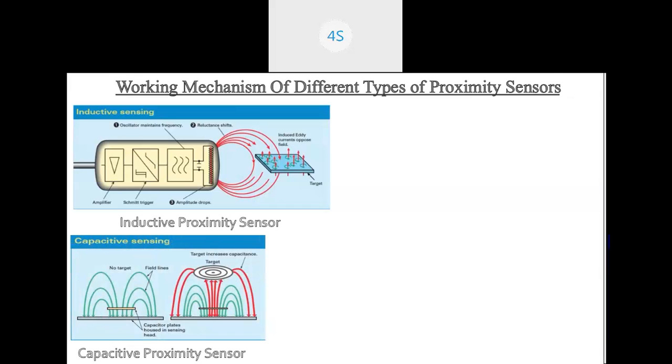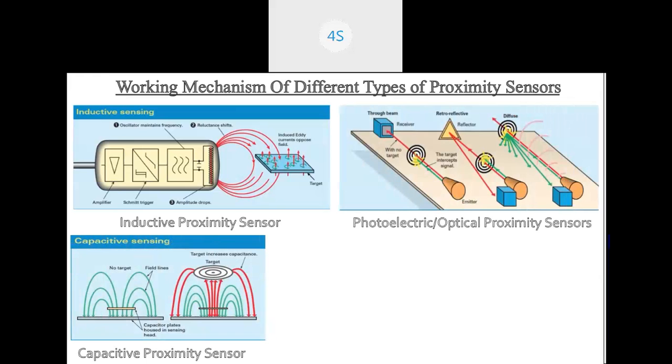Capacitive proximity sensors. The capacitive proximity sensor uses capacitor plates. When there is no target, the field lines are often small. But if there's a target, it attracts the field lines which get increased in height, thus saying that there's an object. It is mainly used for knowing that there are plastic or paper objects.